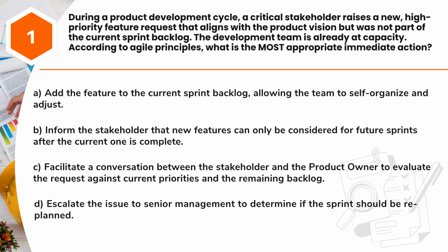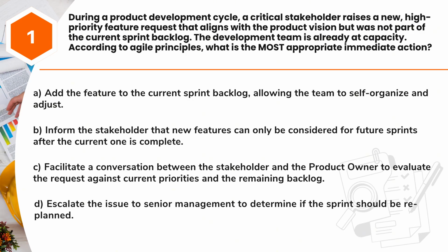Question 1. During a product development cycle, a critical stakeholder raises a new, high-priority feature request that aligns with the product vision but was not part of the current sprint backlog. The development team is already at capacity. According to Agile principles, what is the most appropriate immediate action?